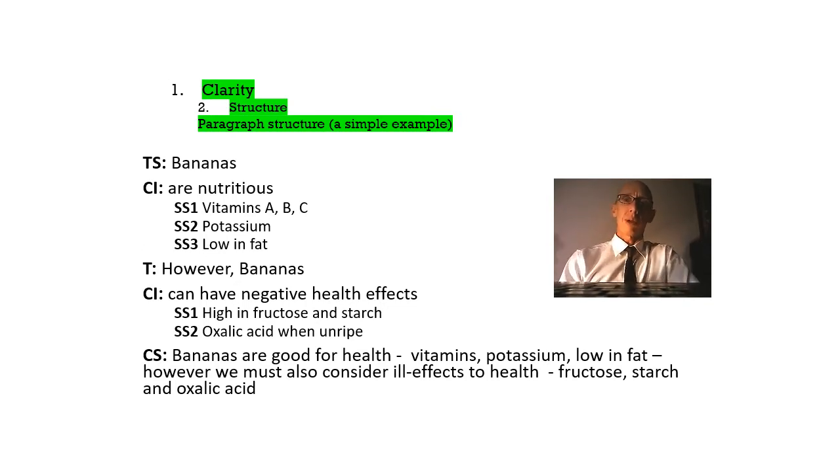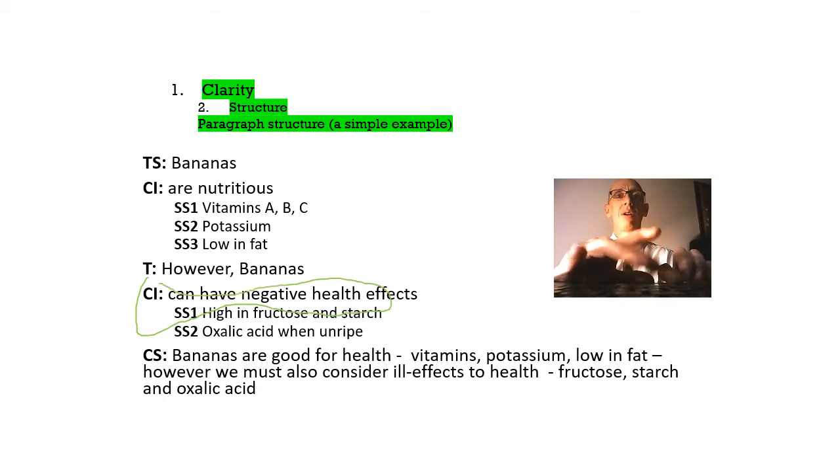This counterpoint has been seen in a few different ways, but I like to see it as a second topic sentence. I feel it is much clearer to think of it like that. This here, however, bananas can have negative health effects. It's in the same paragraph, but it's the second topic sentence because you're raising a new topic. You hadn't raised this before. You hadn't talked about the negative health effects.